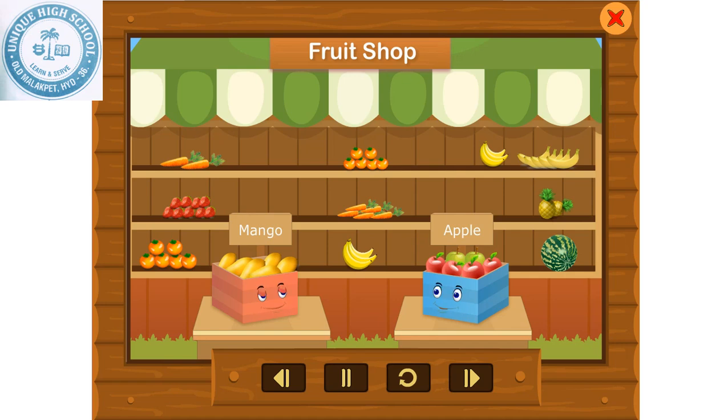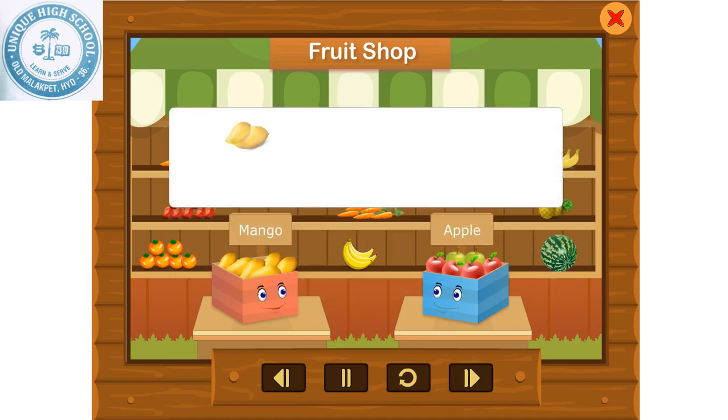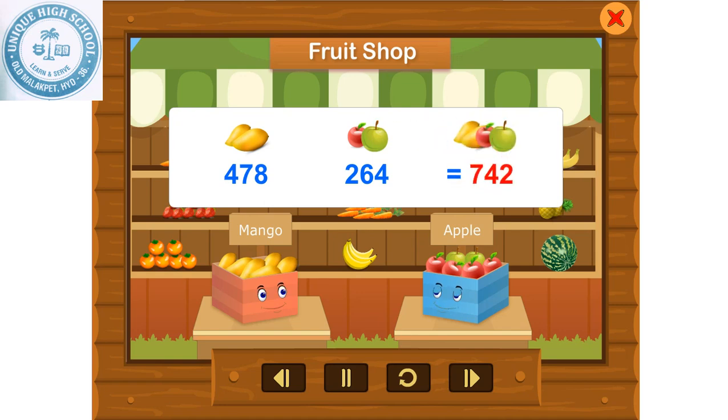Yes, sure, Mango Box. Now, you tell me, suppose I have 478 mangoes and you have 264 apples. So how many numbers have we got? It's 742. Am I right? Yes, you are right. But can you explain me how you did that?